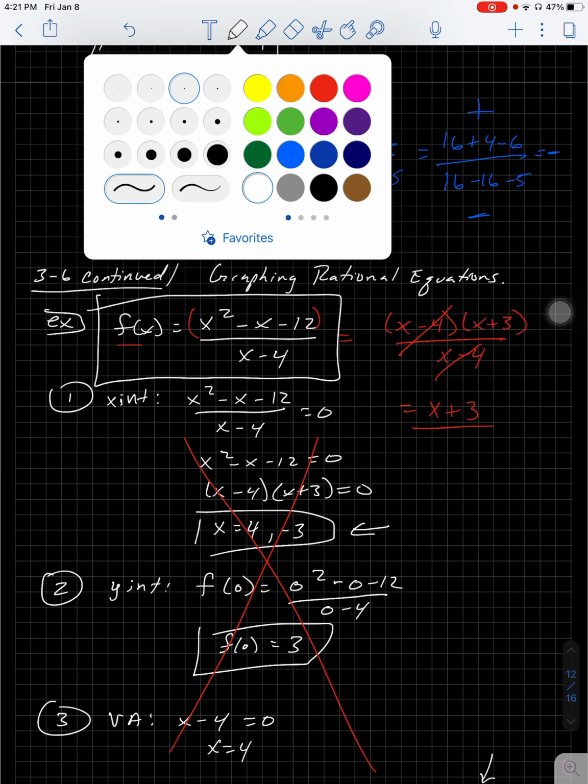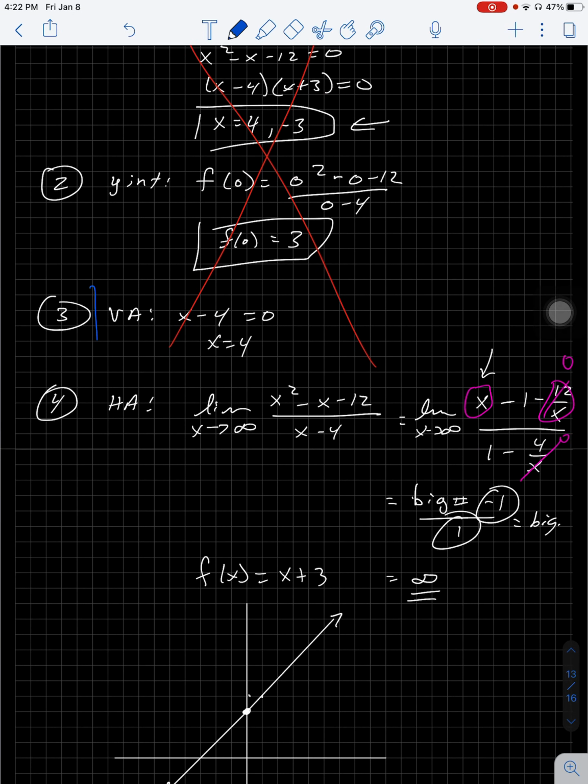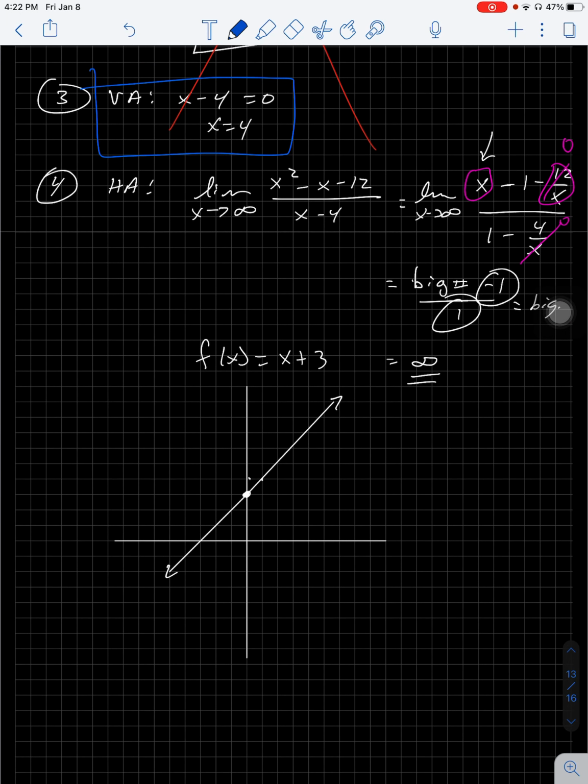What still applies in this situation is that the domain is still restricted. So the domain is still everything except x equals 4. So in essence, this vertical asymptote is still in play. And what that does to the line is at x equals 4, on the line, it makes a hole. Okay, it's not really an asymptote per se because the graph isn't growing towards that dotted line, but it does make a hole in the graph.